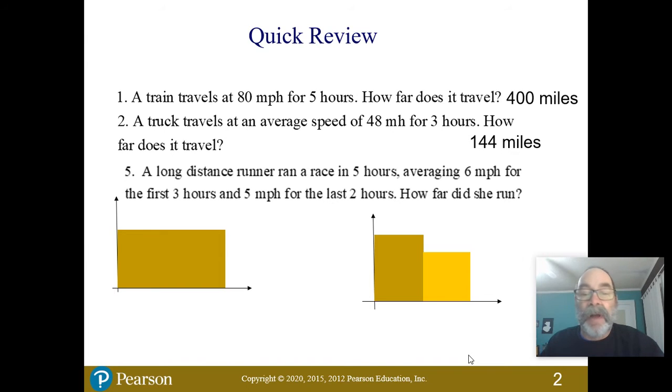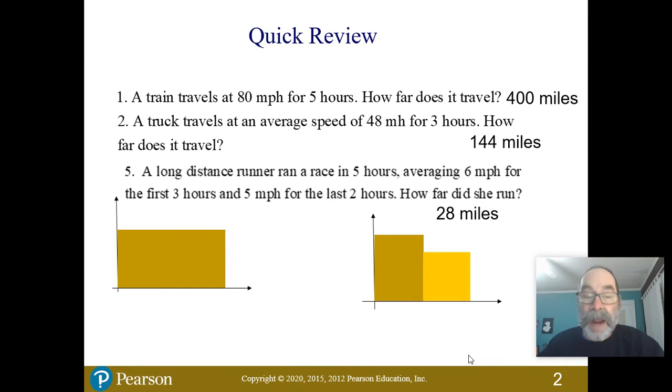Number 5, a long distance runner ran a race in 5 hours, averaging 6 miles per hour for the first 3 hours and 5 miles an hour for the last 2 hours. How far did she run? Do a little bit of math. 28. So how do you get that? 6 times 3, which is 18, and then 5 times 2, and that's 10, and then add those two together.